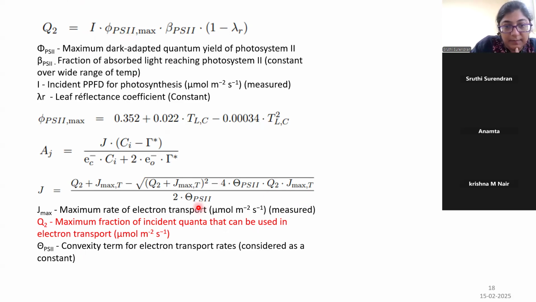And then we also have the convexity term for electron transport rate, which is again considered as a constant. All these constants can also be estimated, but as of now, we're going to consider it as a constant. The convexity term is going to be constant for a wide range of curves that have been calibrated or estimated. It is not very different, so we're going to take that also as a constant.